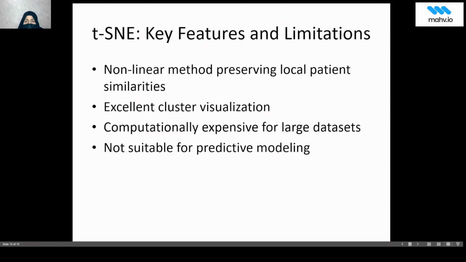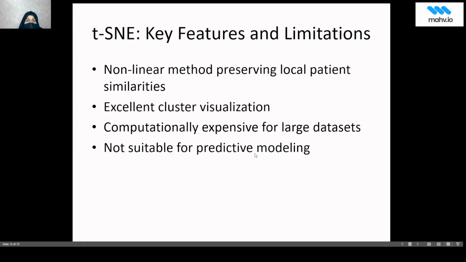So this is t-SNE, and the main thing here is that it is a non-linear method. PCA is a linear method, where you will see the data is linear. Here it is a non-linear method, preserving the local patient similarity. So on the basis of similarities, it is doing the prediction. Excellent cluster visualization, so here clusters are made. Computationally expensive for large data sets, not suitable for predictive modeling.